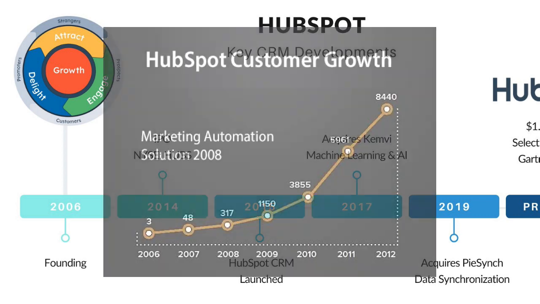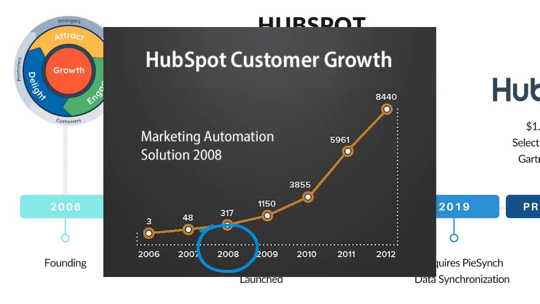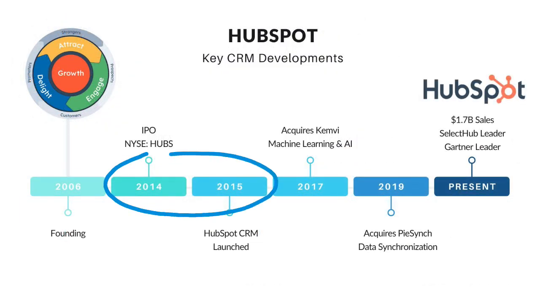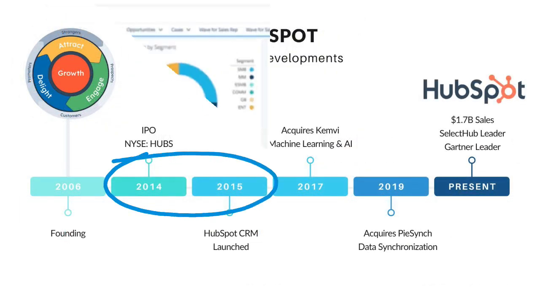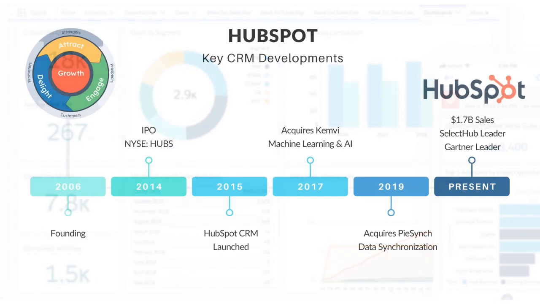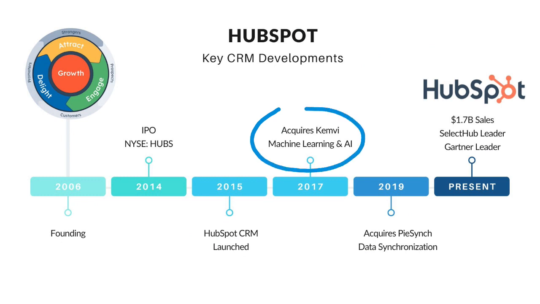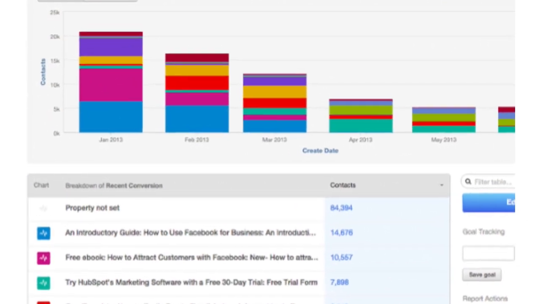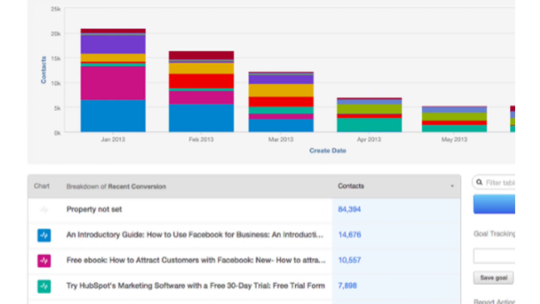By 2008, they had packaged a HubSpot marketing automation solution and were selling to select businesses. Their CRM was launched in 2014 and has since become one of the most popular CRM systems on the market. Along the way, HubSpot acquired Kenvy, an AI solution providing machine learning for their applications, and PieSync to bolster data management and synchronization, making HubSpot CRM a leads management powerhouse with automated lead scoring, management, and distribution.